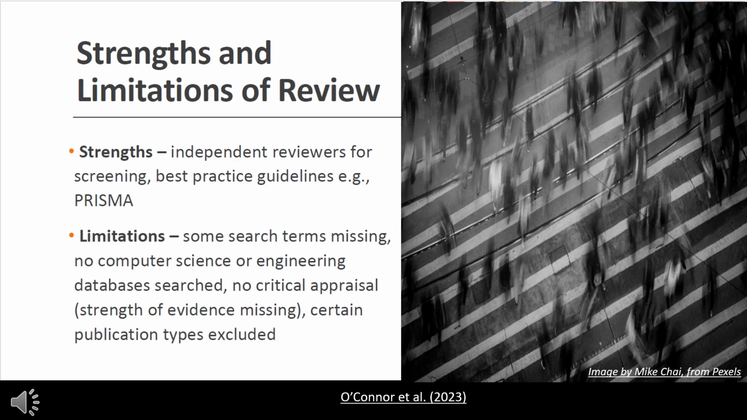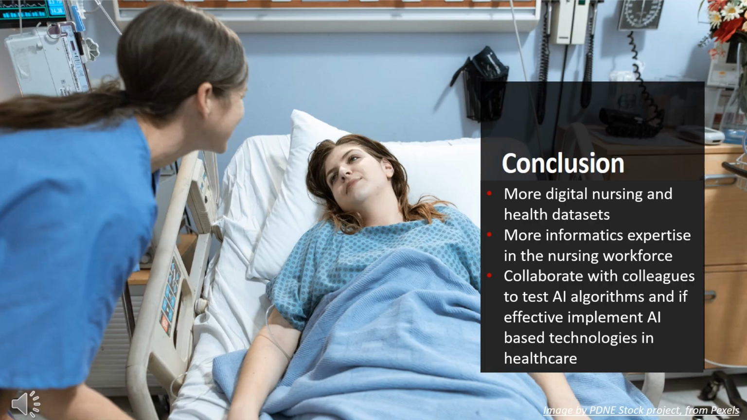Although we are in the early days of AI in nursing, it's a bit further along in medicine. Artificial intelligence is definitely here to stay. So as nurses, we need to get more involved. I think the take-home message from our review is that we need good quality digital patient and administrative data sets and a lot more informatics expertise in the nursing workforce in education, research and clinical practice so that we can work with colleagues in computer science and other fields to test AI algorithms and, if they're effective, implement AI-based technologies to improve patient care and professional practice.